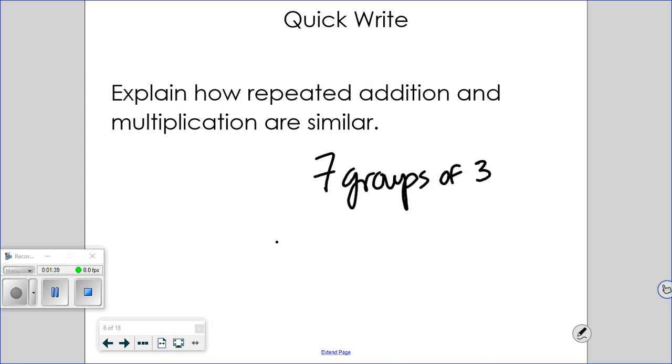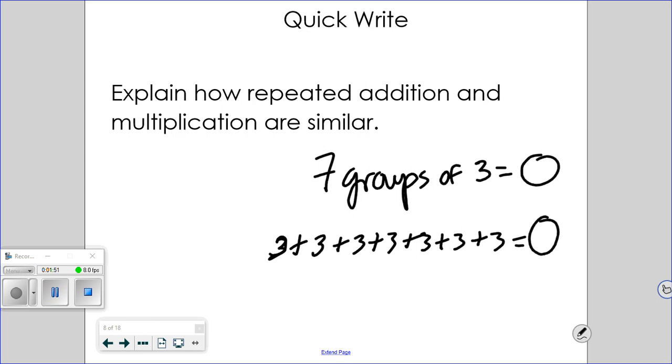Yeah. 3 plus, oops, that doesn't look like a 3. And they would equal the same number. That's awesome. So I'm seeing 7 groups, and then I have 7 3s. So you see how I have my math, I've chalked out some sentences, I have arrows explaining what I'm doing. This is the kind of thing that I'm looking for in a good quick write.